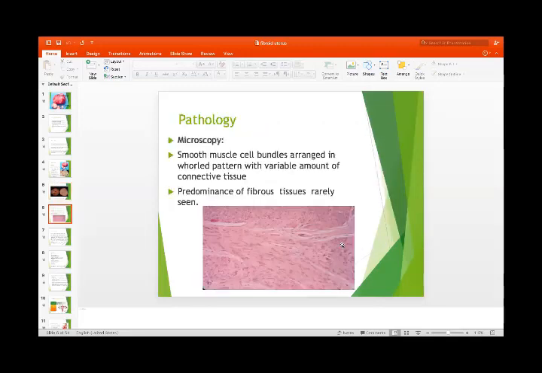On microscopy, the smooth muscle cell bundles are arranged in a whorled pattern with a variable amount of connective tissue. So these are the smooth muscles arranged in a whorled appearance, and there is connective tissue in between. Predominance of fibrous tissue is rarely seen. So mainly it is smooth muscle cells.